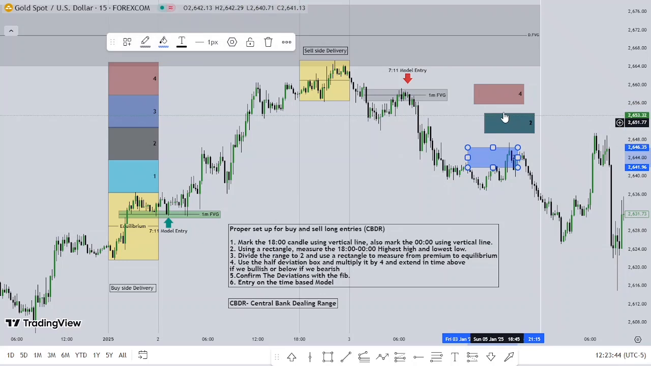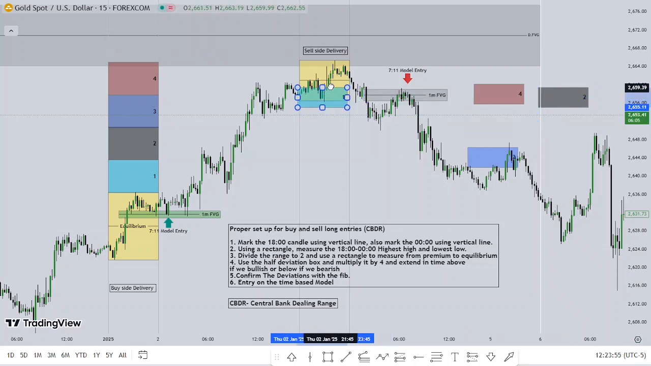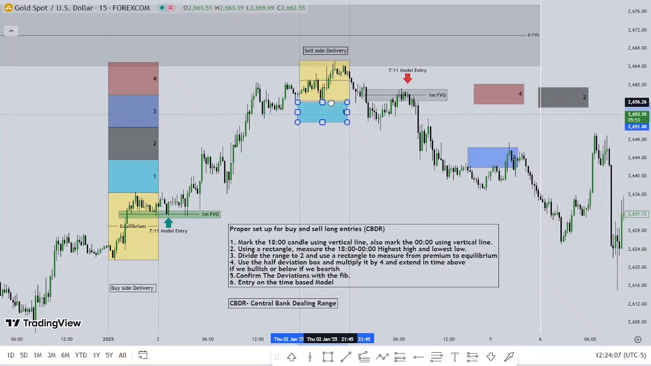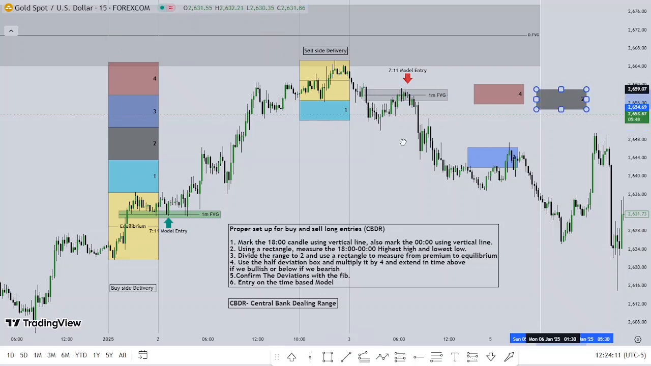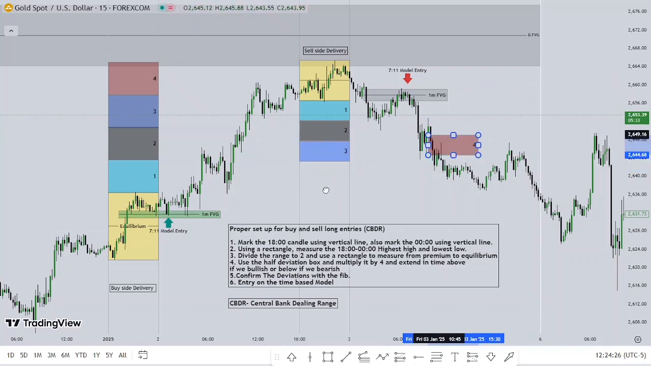Still the same applies. We're going to need the four boxes. This is the first box. As you can see, this measurement is the same as from discount to equilibrium. This is the box that we use, the 50%. That's what we use. So we take this. This is the first deviation. This is the second deviation. This is the third deviation. Yeah, this is the fourth deviation.